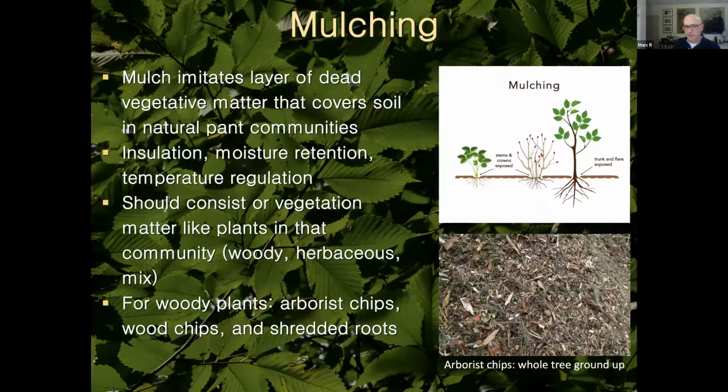Mulching, we talked about the proper depth of a mulch. I've got to change it plant to plant. The best mulch for woody plants, you want your plant material to sort of match the material that's above, because it's going to degrade.